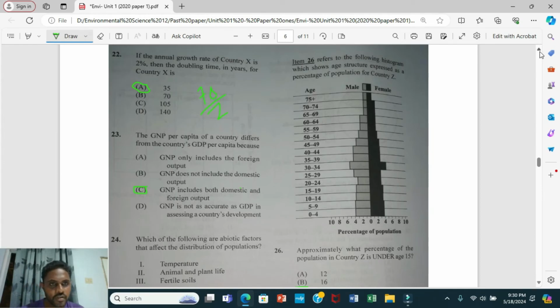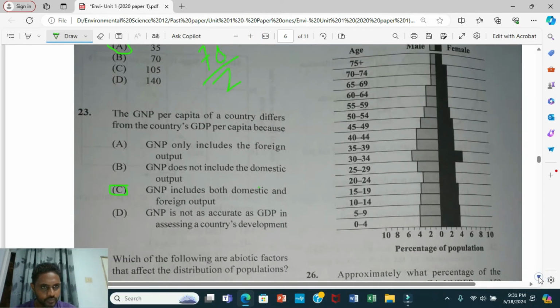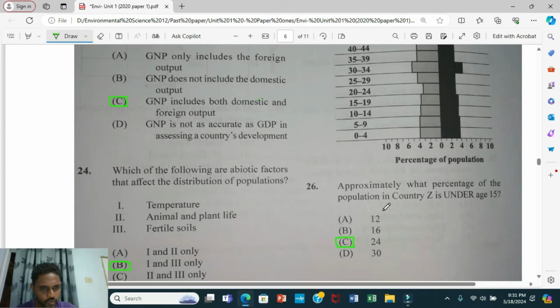Item 26 refers to the following histogram, which shows age structure expressed as percentage of population for country Z. All right, guys, it says approximately what percentage of the population in country Z is under age 15, and the answer is 24.